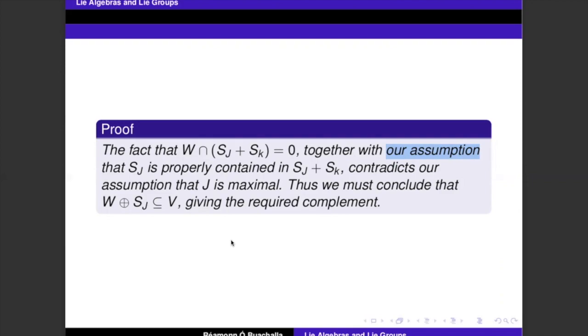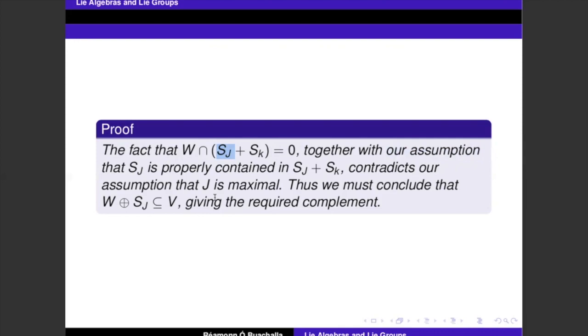Okay, S sub j was chosen to be the largest, it's not necessarily unique, largest sum over some subset j of these simple summands inside V, such that the intersection with W is 0. But now we're adding something else in. We're adding something else to S sub j, and we're still getting 0 intersection. That means we have a larger set. We have something containing S sub j satisfying the defining condition. This, of course, contradicts the maximality.